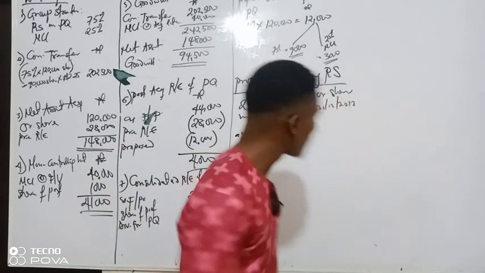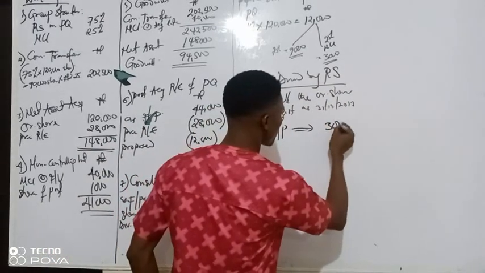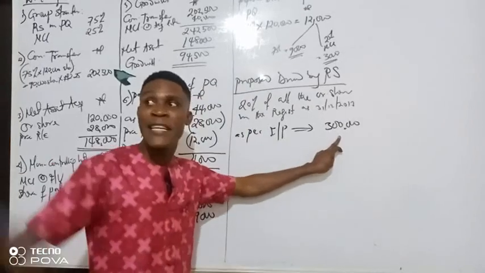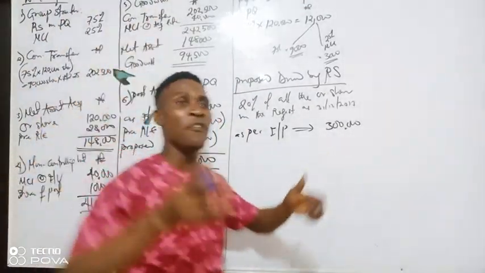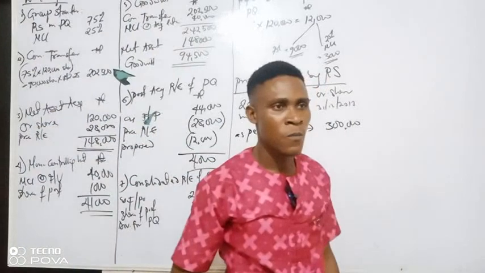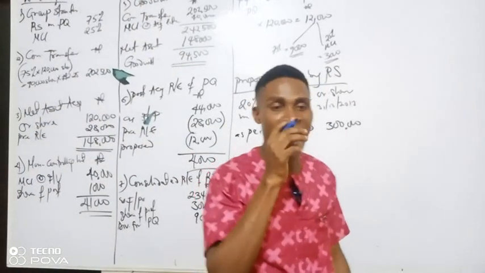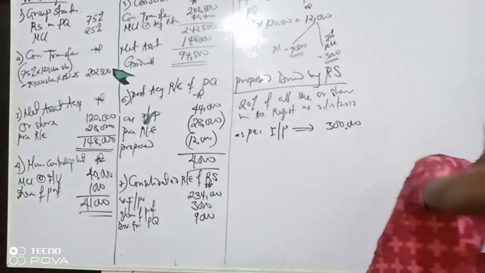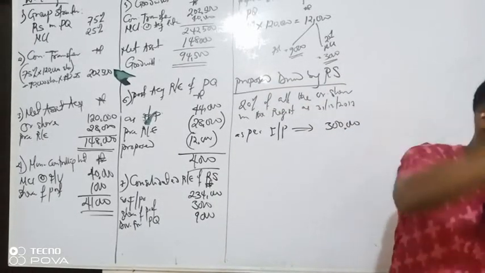300,000 for the parent. That means this 300,000 does not include the ordinary shares given to the subsidiary. So the next thing is to calculate how many shares you give to the ordinary shareholders of the subsidiary.